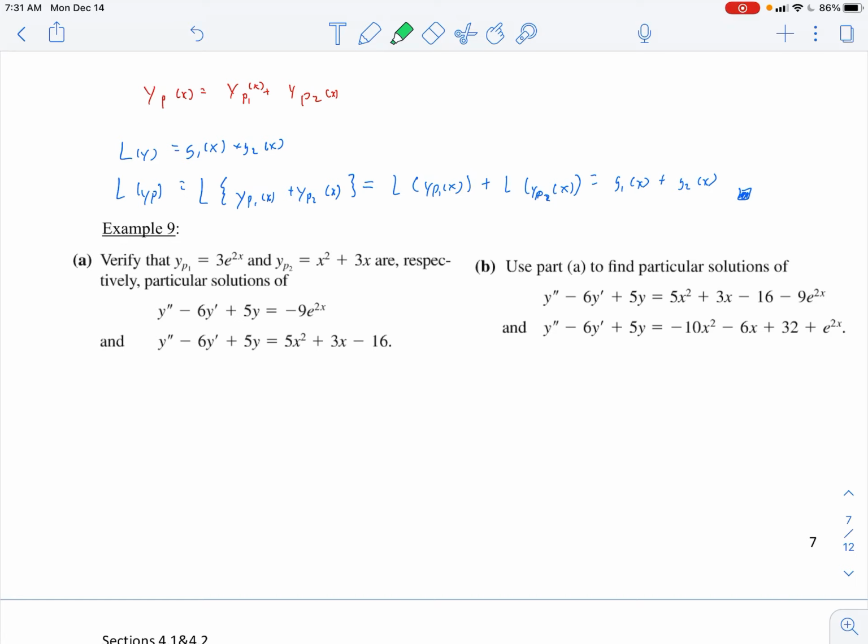Verify that y sub p sub 1 is equal to 3e to the 2x and y sub p sub 2 is equal to x squared plus 3x are respectively particular solutions of these two differential equations. So let's go ahead and take our derivatives of y sub p sub 1. That's just going to be 6e to the 2x. And our second derivative of y sub p sub 1 is going to be 12e to the 2x.